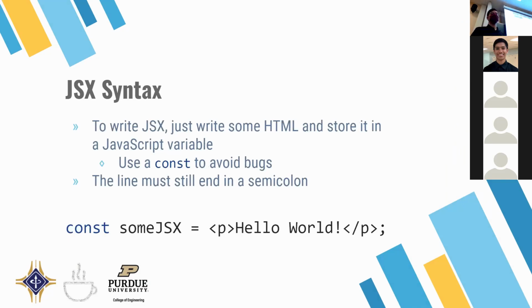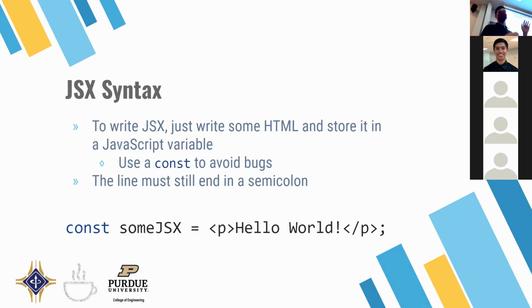To write JSX, it could not be easier. You literally just write some HTML and store it in a JavaScript variable. You can see here on the bottom line an example of how you write a very simple JSX expression. I recommend using const. You can use let if you plan to change the value, but to avoid any possible bugs, it is convention to use const for JSX.